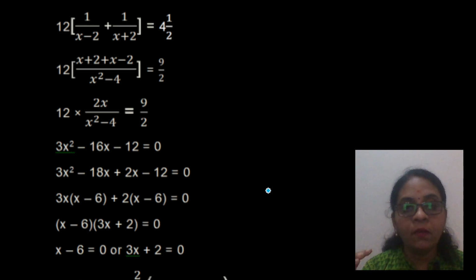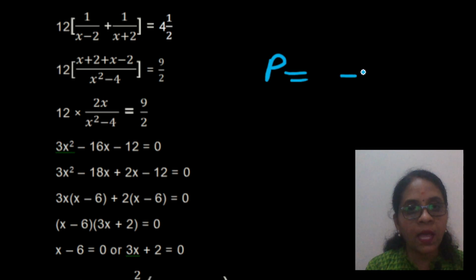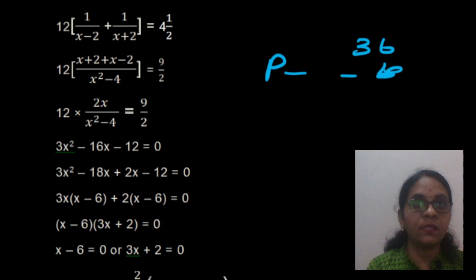It is a very simple, easy quadratic equation, which is 3x square minus 16x minus 12 is equal to 0. Here again what I want to tell you is that the product is minus 12 into 3, which is minus 36, children. Let me write it a little clear. The product is minus 36.